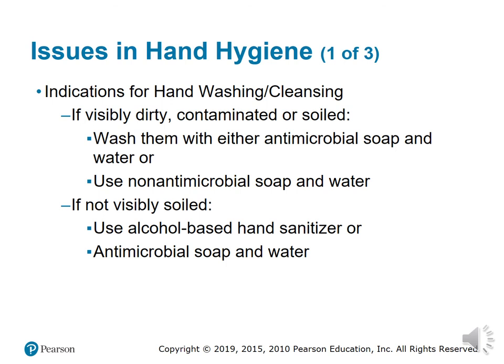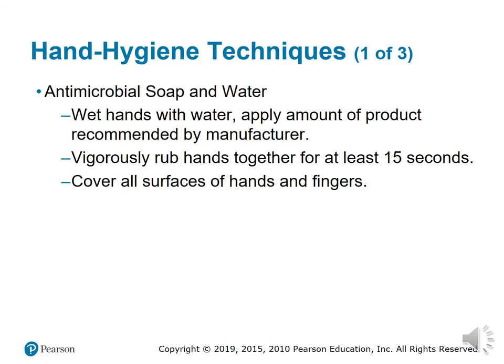Right, issues in hand hygiene. Indication for hand washing and cleansing: if visibly dirty, contaminated, or soiled, wash them with either antimicrobial soap and water, or non-antimicrobial soap and water. If not visibly soiled, use alcohol-based hand sanitizer or antimicrobial soap and water. Right. Antimicrobial soap and water.